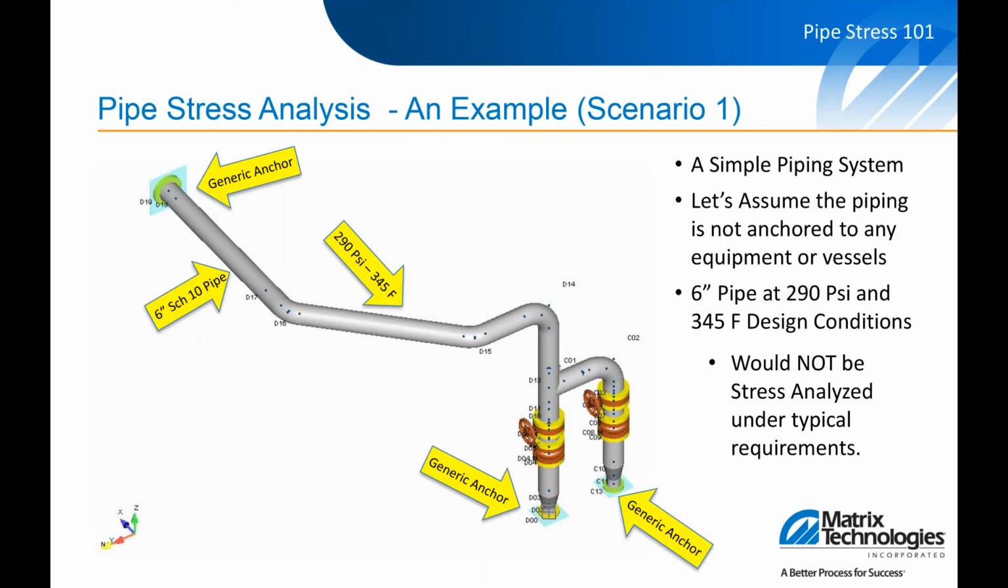So if you look at this simple piping system, we're going to assume that the piping isn't anchored to any vessel or equipment. It's just an anchor, okay? Let's say it's anchored to a wall. 6-inch pipe, about 290 psi, just shy of 350 degrees. Typically, this wouldn't even qualify for a lot of cases to be analyzed. It's not hot enough. There's nothing special about the anchors.